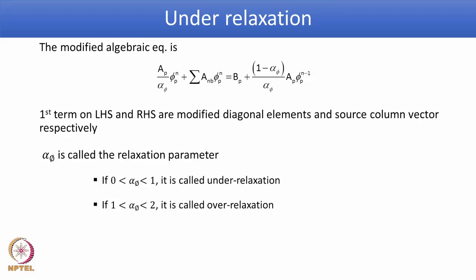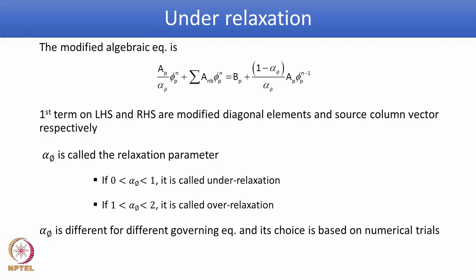If alpha is less than 1, such a procedure is called under relaxation. If alpha is greater than 1, the procedure is called over relaxation. It is different for different governing equations, and the value is decided based on different numerical trials and experience.